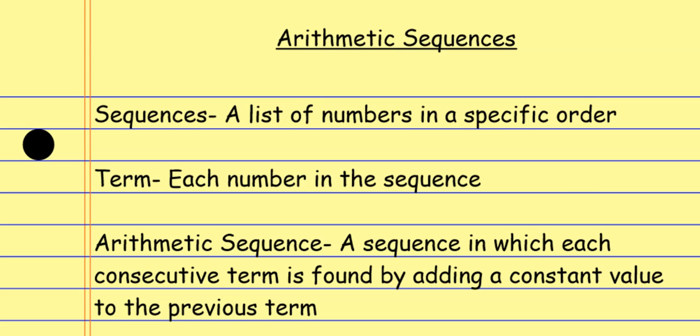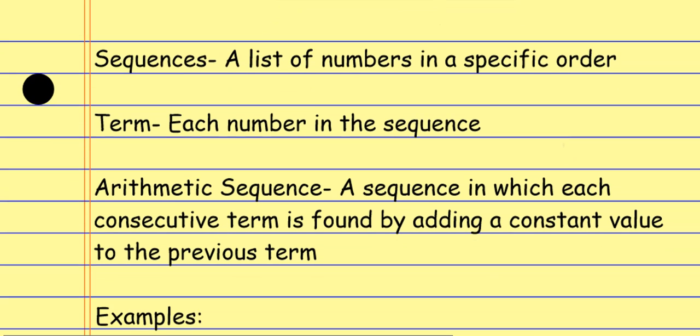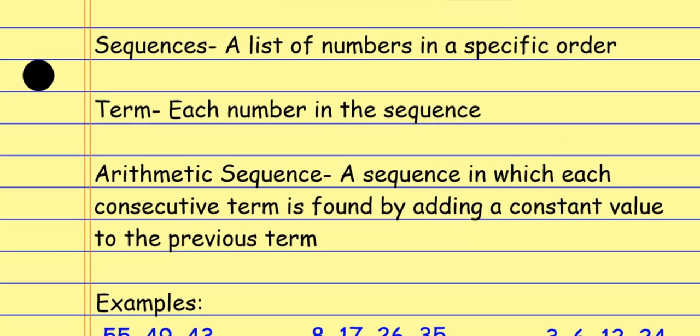And now specifically an arithmetic sequence is really just one of these sequences, but the pattern is that we're adding the same thing each time. So a sequence in which each consecutive term is found by adding a constant value to the previous term. Okay? And so when we're looking at this, a sequence is a pattern, all right? Each of the values in the sequence is called a term. And if the pattern happens to be adding to get from one term to the next, well, then we call that an arithmetic sequence. Okay?